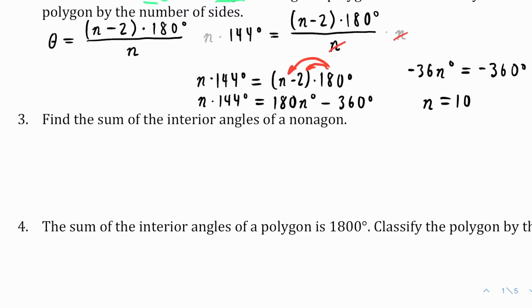All right, number 3, find the sum of the interior angles of a nonagon. So now we're looking for the sum. So that means all. And that I tells us that, again, we're using just the one with 180. And a nonagon has 9 sides.